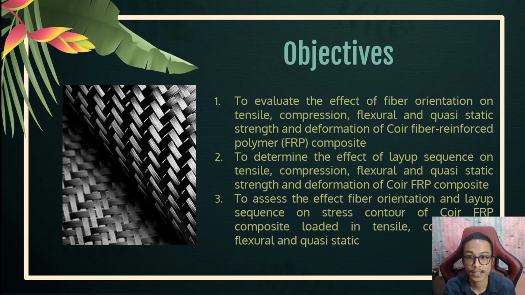Next is objective. The first one is to evaluate the effect of fiber orientation on tensile, compression, flexural, and quasi-static tests on strength and deformation of coir fiber reinforced polymer composite. The second one is to determine the effect of layup sequence of coir FRP composite. And the last one is to assess the effect of fiber orientation and layup sequence on stress contour of coir FRP composite, for example, the force direction.